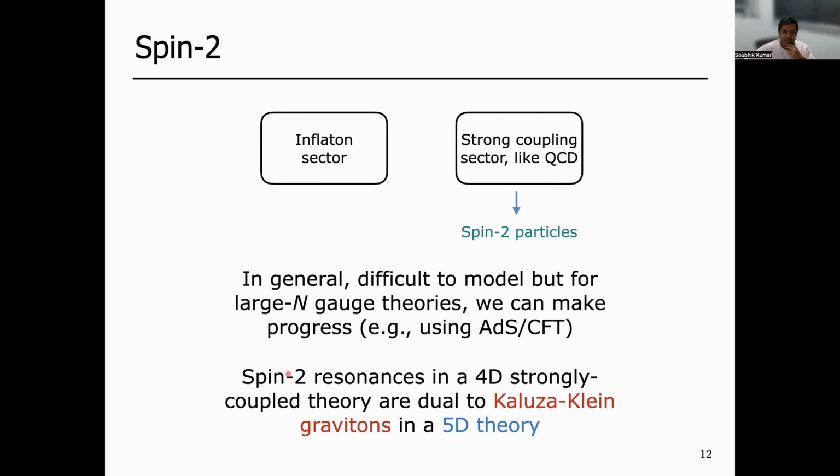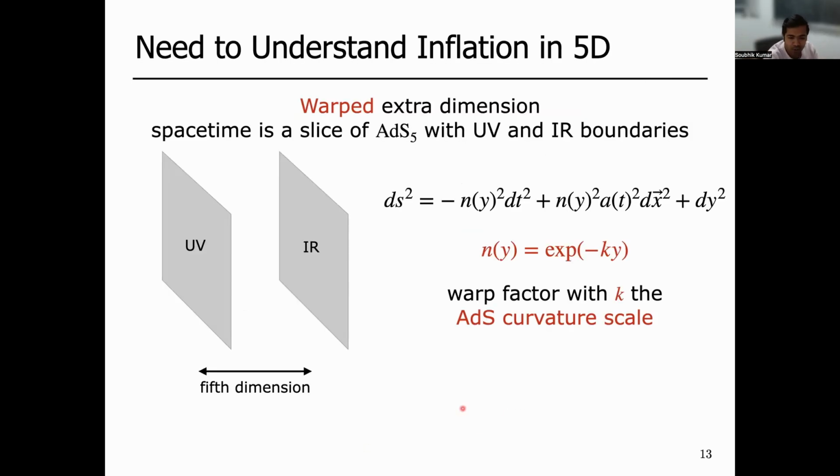So using AdS/CFT, the spin 2 resonances in a 4D strongly coupled theory are dual to Kaluza-Klein gravitons in a 5D theory. So what we are going to do is study inflation in a 5-dimensional setting and understand the non-Gaussianities mediated by these KK gravitons. To do that, let me quickly illustrate the setup that we'll have in mind.